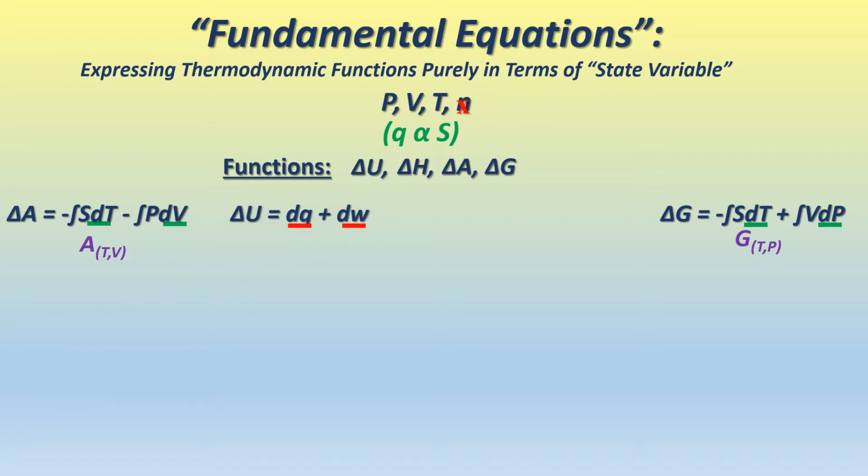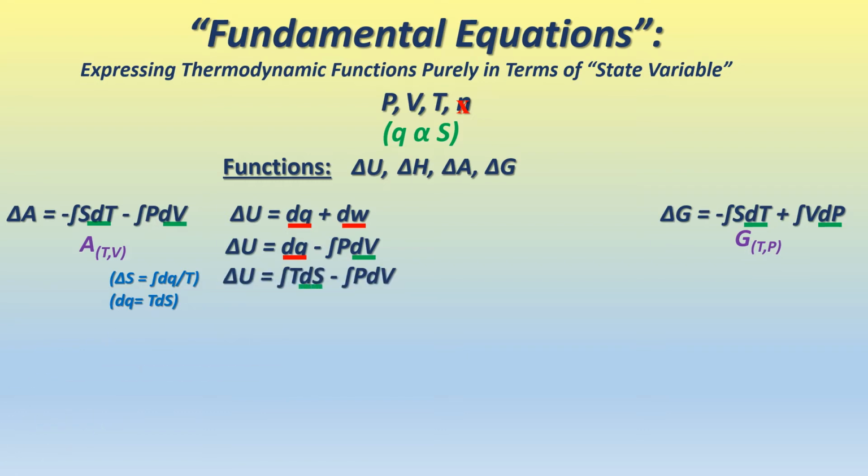Internal energy is a function of heat and work. Those are not state variables. However, work is defined as the integral of PdV, where volume is a state variable. And since delta S is equal to the change in heat over the temperature, the change in internal energy is TdS minus PdV as a fundamental equation. So the internal energy is a function of the state variables entropy and volume.